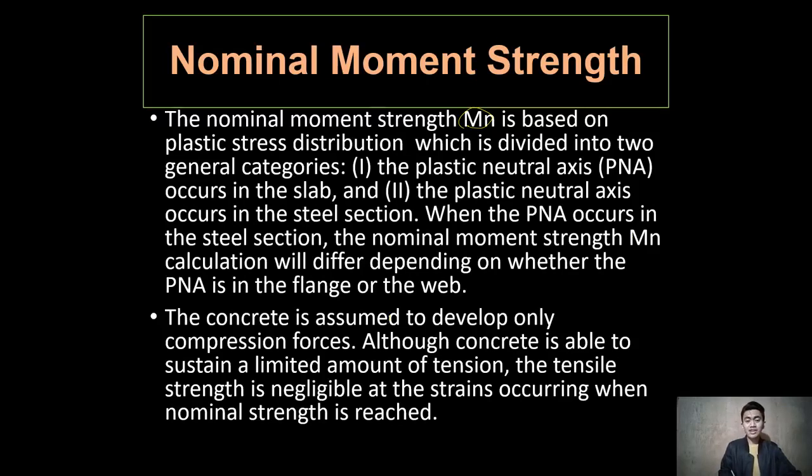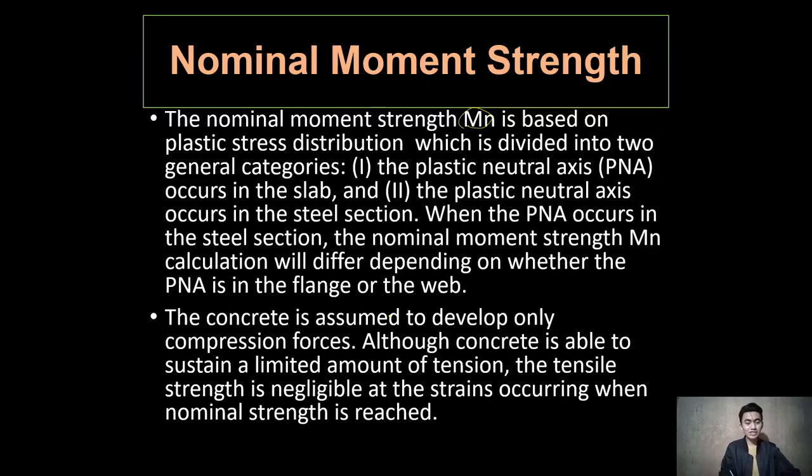So in summary, under case number two, if the plastic neutral axis is in the steel section, it can either be located on the flange or on the web of, say for example, an I-beam. If the PNA is located on the flange, there will be a different solution compared to when the PNA is located on the web of your I-beam.